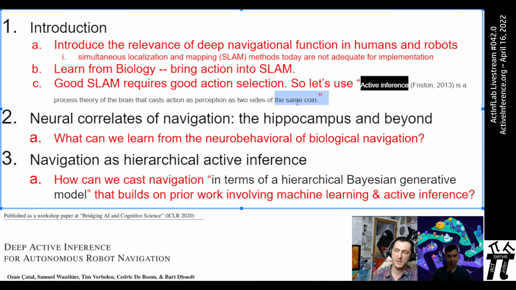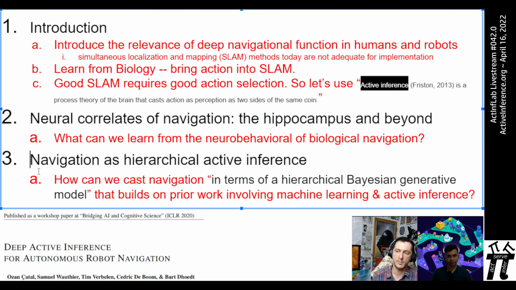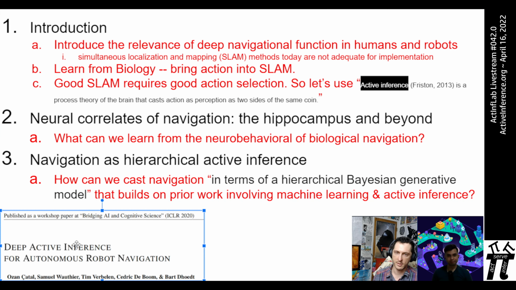In section 2, they introduce some neural correlates of navigation, which we're going to discuss in the next slide. And in section 3, they bring the question of navigation in terms of active inference. That's when they go from this hierarchical Bayesian generative model of localization, and on one hand connect it to the active inference framework, and on the other to prior work on machine learning in robotics. And that was also related to their previous paper. So the authors, of course, have previous work and there's related work too.